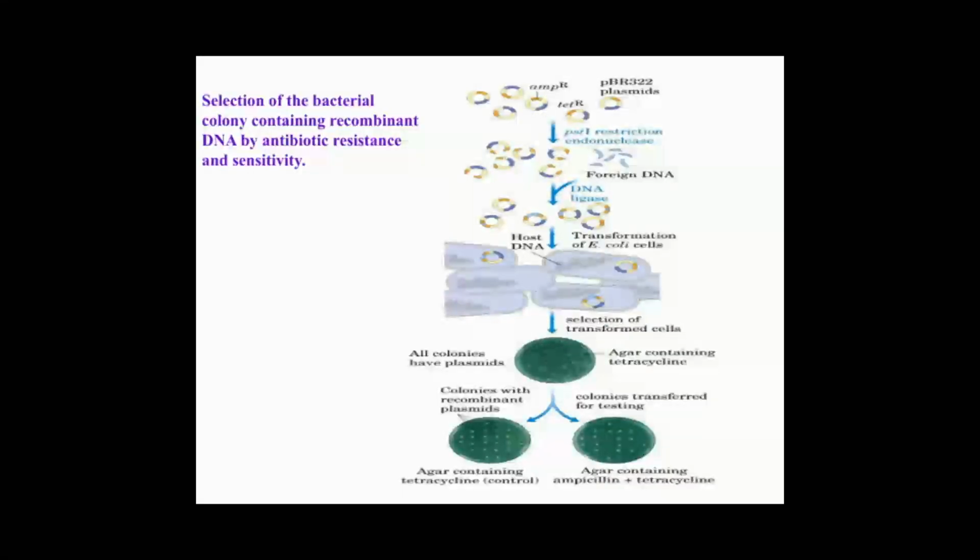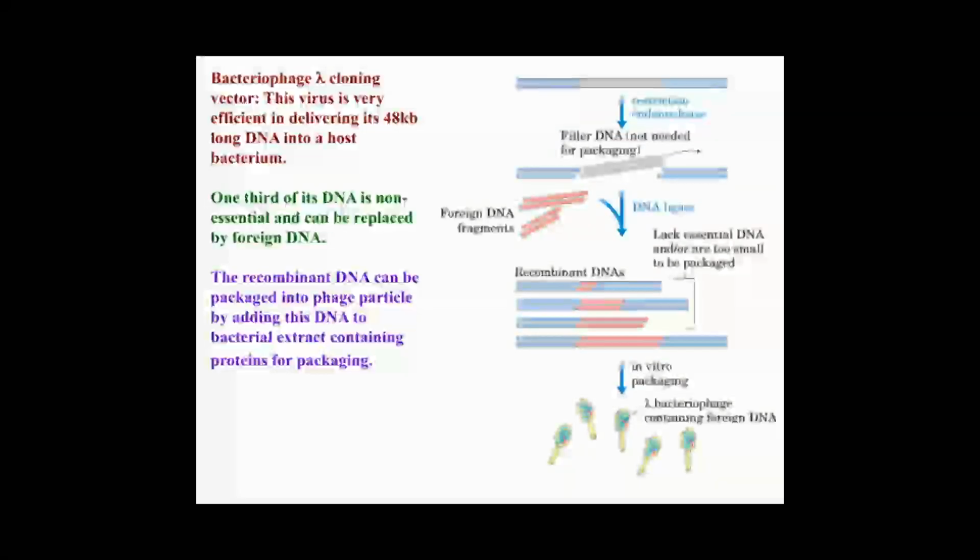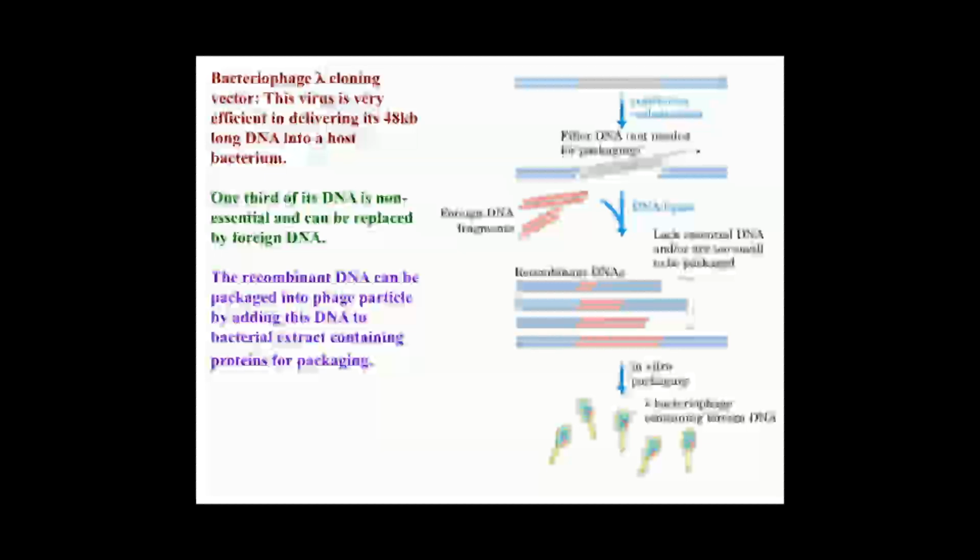Let's talk about the bacteriophage cloning vector. This virus is incredibly efficient when it comes to delivering its DNA into a host bacterium. Specifically, it can carry about 48 kilobases of DNA, which is quite substantial. Now, what's interesting is that roughly 1/3 of its own DNA is non-essential. That means we can replace this non-essential part with foreign DNA, allowing us to insert our genes of interest without disrupting the virus's ability to infect.